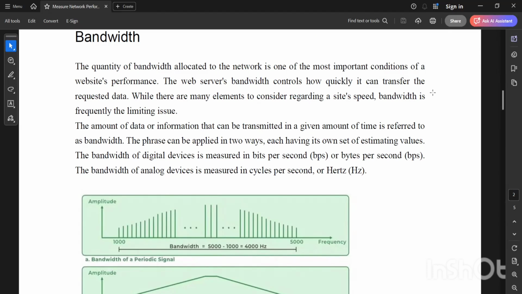The amount of data or information that can be transmitted in a given amount of time is referred to as bandwidth. The phrase can be applied in two ways, each having its own set of estimating values. The bandwidth of digital devices is measured in bits per second or bytes per second. The bandwidth of analog devices is measured in cycles per second or hertz.